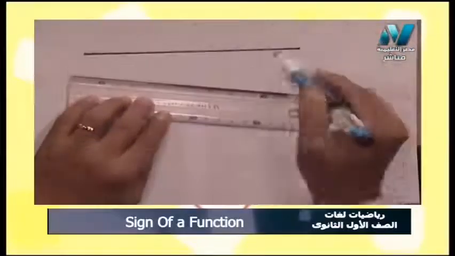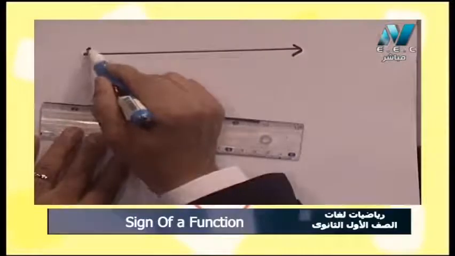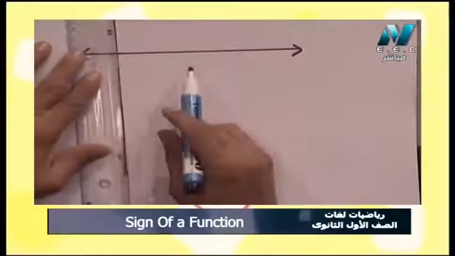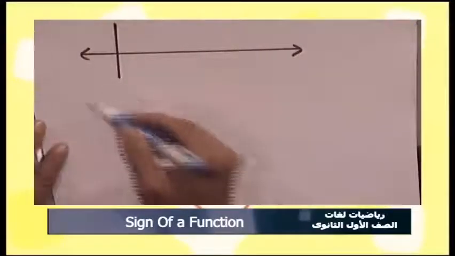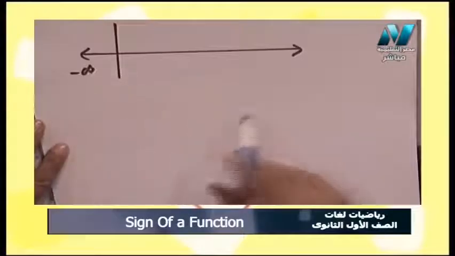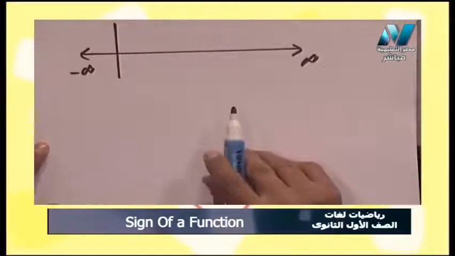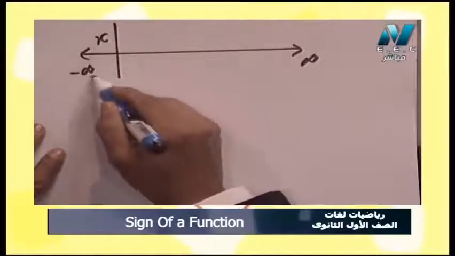So concentrate with me to draw a number line here. If we have two roots, or the discriminant will be greater than 0, will be right here. This is negative infinity, this is positive infinity. This is x, and this is of x.